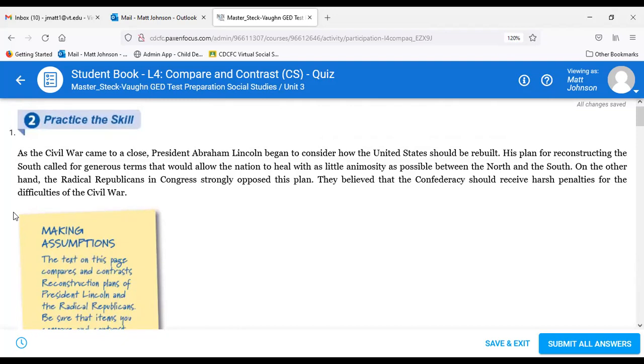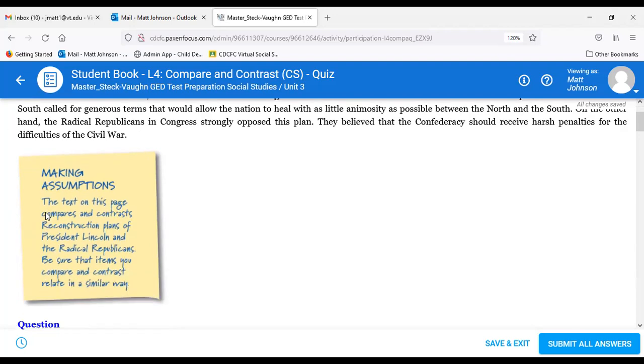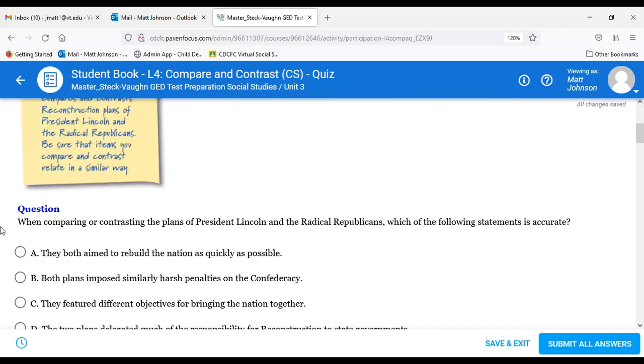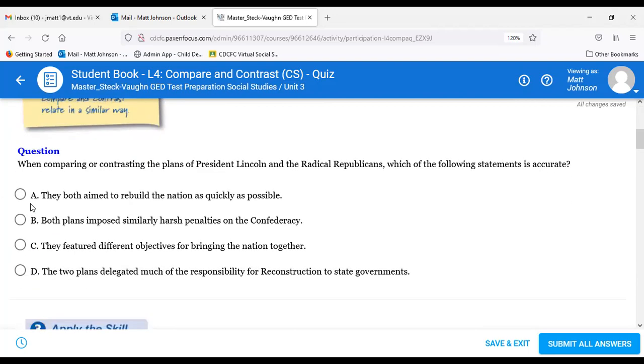Lincoln and the more radical, I don't want to say necessarily extremist, because that has a different connotation in today's world, but they were very much wanting to punish the South for the war. And we're going to see as we go along here some of the ideas that were involved in that. Let's see, Etta, you want to read question one for us?